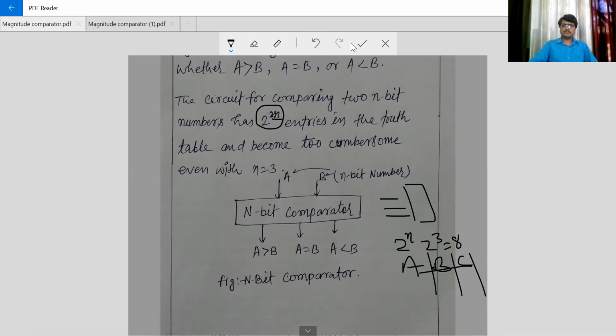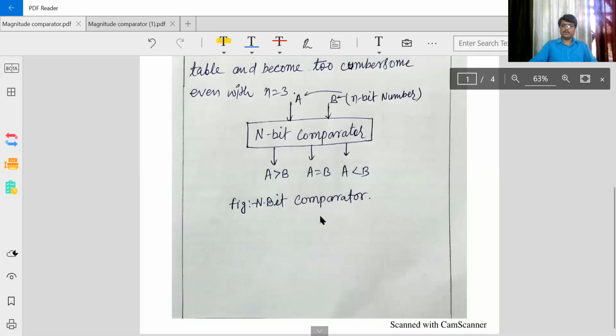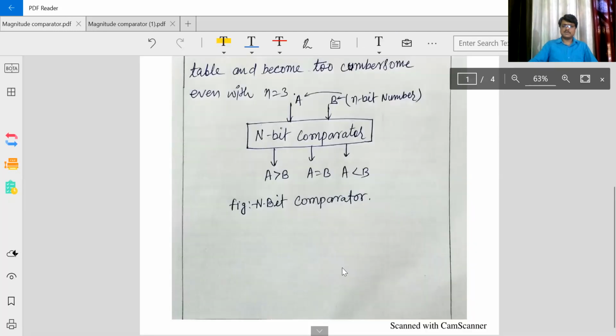So here the number of inputs are 2n. So the number of entries in the truth table will be equal to 2 to the power 2n. Okay. So this is the block diagram of an n-bit comparator, and there will be three outputs. One for A is greater than B, second for A is equal to B, and last for A is less than B. Okay. So this is the case.